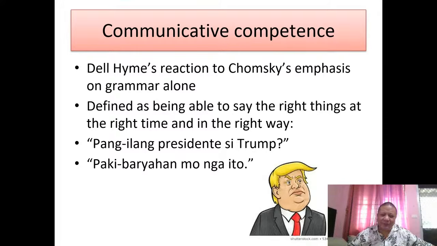You see, Noam Chomsky believed that when a language learner acquires grammar, the language learner acquires the language. And Hymes said, no, there are actually so many things that a language learner needs to learn, not just the grammar. They need to learn to be able to say the right things at the right time in the right way.